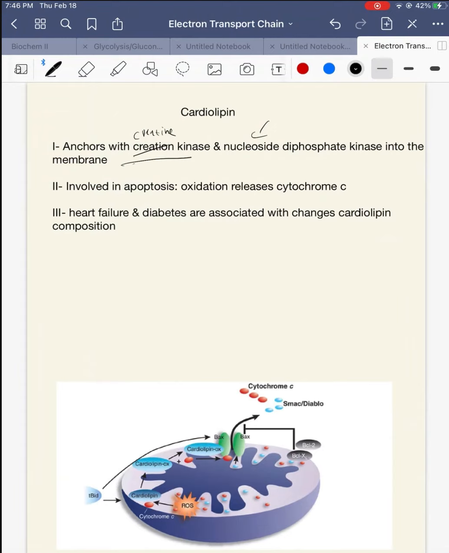It's also involved in apoptosis. It releases cytochrome C into the cytosol. When cytochrome C is released into the cytosol, if you guys are taking Synthase, Dr. Launderville will go over this. Usually that's not a good thing because cytochrome C is in the electron transport chain. When it's released into the cytosol, this usually causes apoptosis in the cell, and then you have cell death. And then heart failure and diabetes have been associated with changes in the cardiolipin composition.